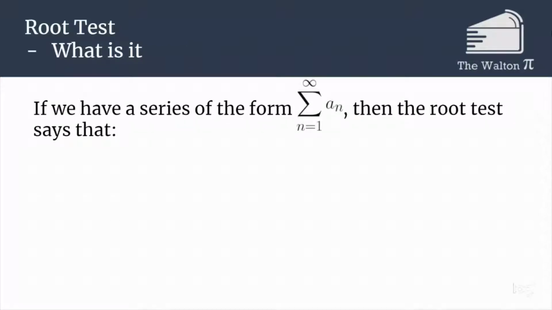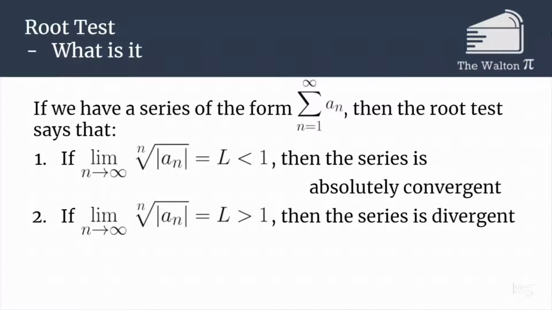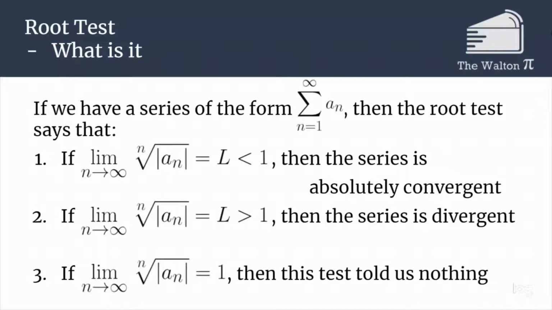So if we have a series of the form n equals 1 to infinity of a sub n, then the root test is going to say that if the limit as n goes to infinity of the nth root of the absolute value of a sub n is equal to some limit less than 1, the series is absolutely convergent. If that limit is bigger than 1, then the series is divergent, and if the limit is equal to 1, then this test told us nothing.